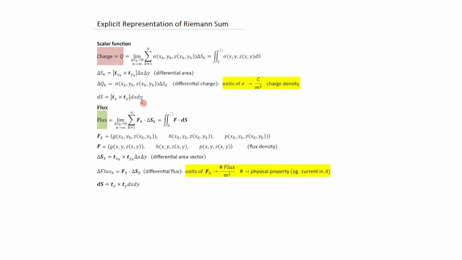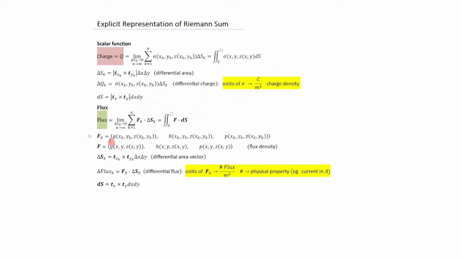dx dy. In the case of flux, we're taking the dot product between the vector field at a given location times the differential area at that location, and you're summing over all differential surface patches. And in the limit, you end up with the total flux in this double integral.